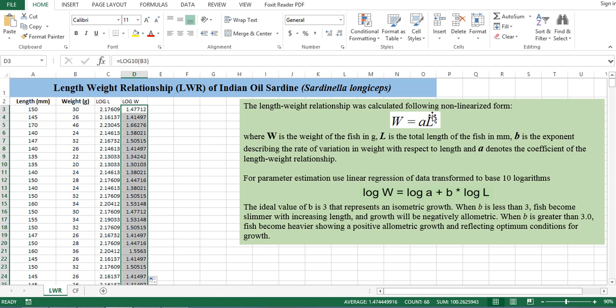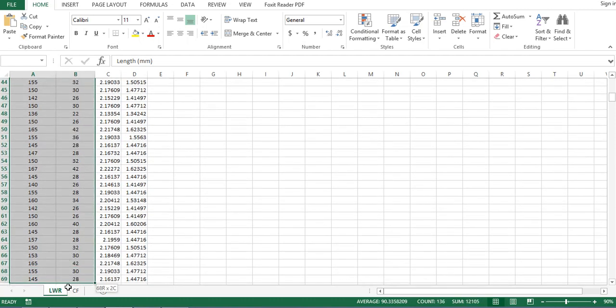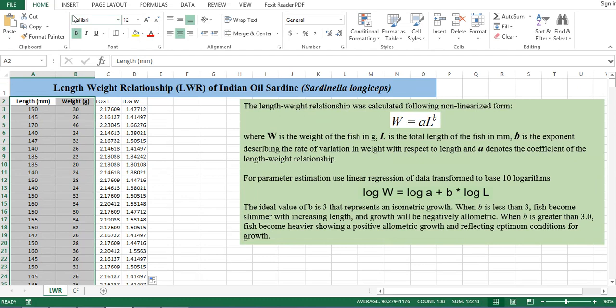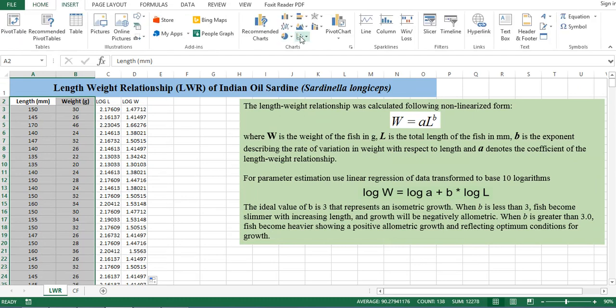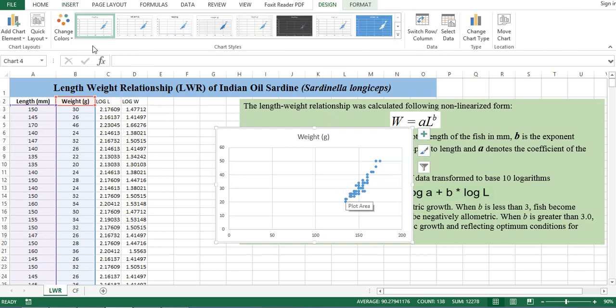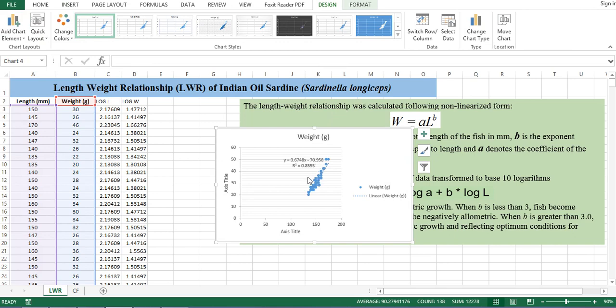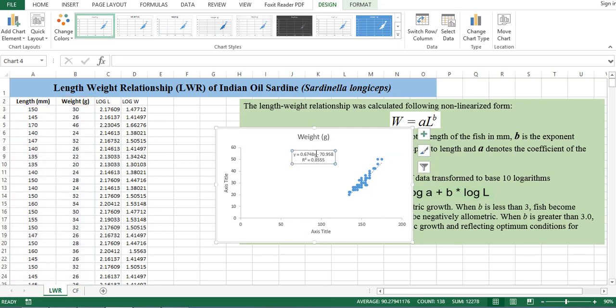Basically it's a power function, so L to the power b. So we'll check the length. We select the length and weight of the data, and then we'll just plot it in a scatter plot. So a simple scatter plot, and then you put your equation, and this equation is linear. So we have to make this linear equation into a power function.